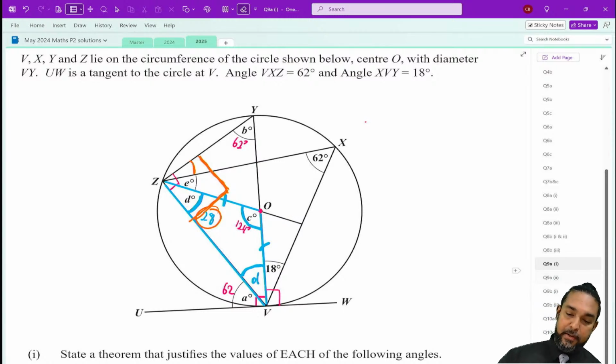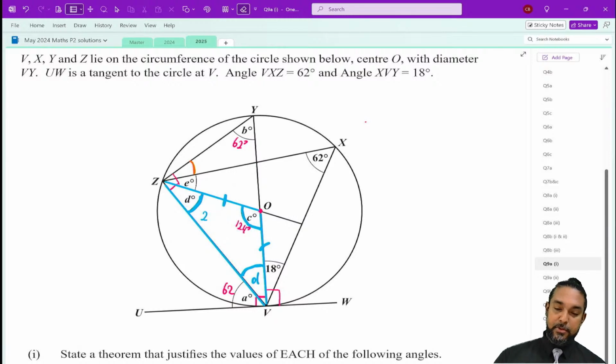If we could find this angle here, we could add it to 62 and subtract from 180 to find E. Alternatively, if we could find this angle here, we could add it to D and to this D and subtract it from 180. But I'm not sure how to find either of those simply, because either of those we still have to use the 18. If anybody wants to volunteer, that's not a problem.